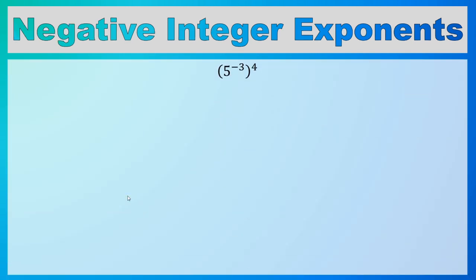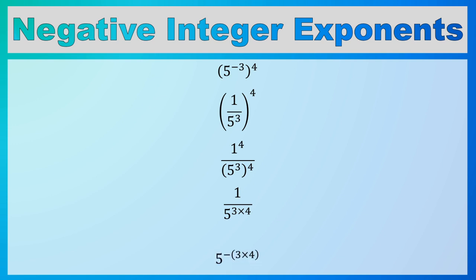5 to the negative 3 and that to the 4th power. Based on a property that I explain later in the set of videos, 5 to the negative 3 is equal to 1 over 5 cubed. Now, based on a property that I already explained in the set of videos, we can distribute the 4th power to both the numerator and denominator and get this. Now, 1 to the 4th power is 1, and we just learned that 5 cubed and that to the 4th power is equal to 5 to the 3 times 4. Again, we use the property that I explain later in the set of videos. And now, negative parentheses 3 times 4 is equal to negative 3 and that times 4.